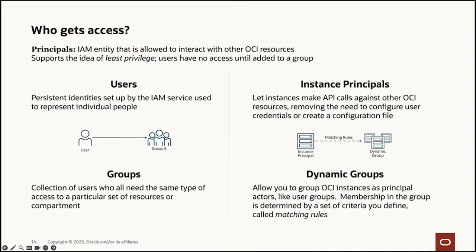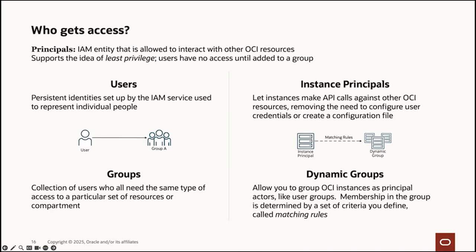Instance principals will let instances make API calls against other OCI resources, removing the need to configure user credentials or create a configuration file. So you can set up instance principals, and the way to do that is to add an instance to a dynamic group via a set of matching rules. And the matching rule essentially is like an OCID or an entire compartment OCID. You can specify that you want every instance in this compartment to be part of this dynamic group, which will enable them to make API calls to other OCI services.